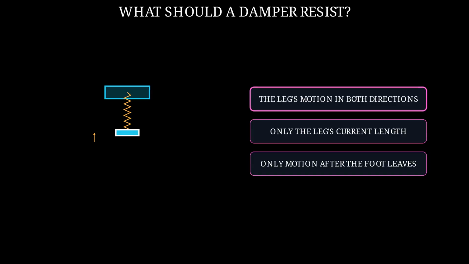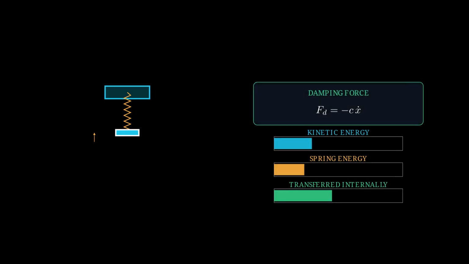The damper should resist the leg's motion in both directions. That would reduce the ringing instead of changing the leg's preferred length. That is the distinction. The spring force depends on displacement from the rest length. The damping force depends on the rate of compression. In this resolved model, damping transfers mechanical energy into unmodeled internal motion instead of storing it for a later rebound.